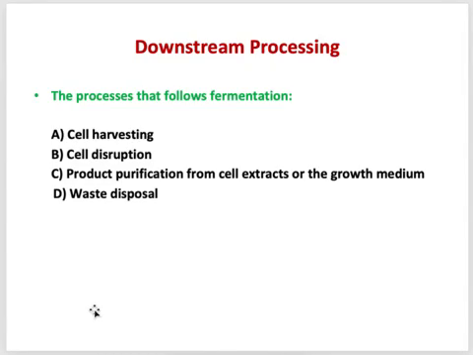Now the downstream processing. The downstream processing starts after the fermentation is done. Upstream processing involves all the processes till the fermentation. So your fermentation is done, shut it down. Now you will start the downstream processing. The downstream processes that follow fermentation are these: cell harvesting, cell disruption, product purification from cell extracts or the growth medium, and waste disposal.